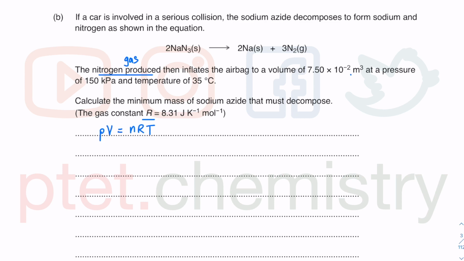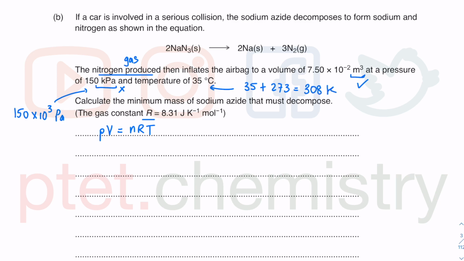So our volume is already given in meter cube, so that is fine. Our pressure is in kilopascal, that is not fine. You need to convert that into Pascal, which is times 10 to the 3. That is the same as multiplying by 1000. That converts to Pascal. This is degrees Celsius, so that is not fine. You've got to add 273 to convert degrees Celsius to Kelvin there. And I'll get 308 Kelvin.